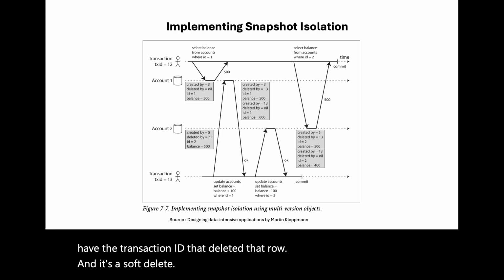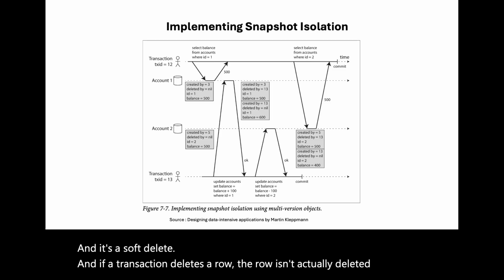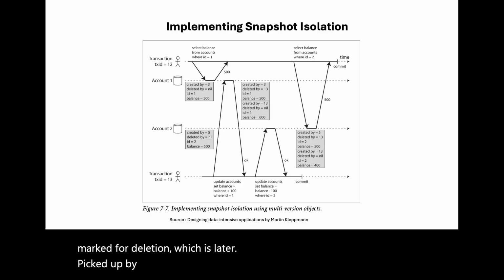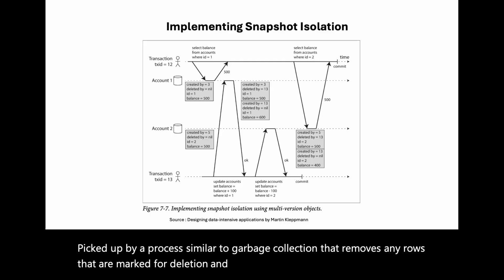If a transaction deletes a row, the row isn't actually deleted, but it's marked for deletion, which is later picked up by a process similar to garbage collection that removes any rows that are marked for deletion and frees up their space. Let's look at this example.